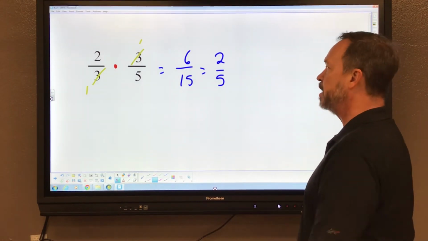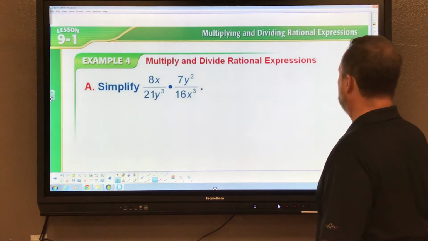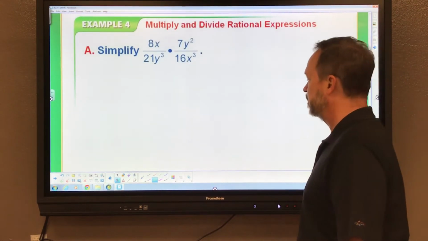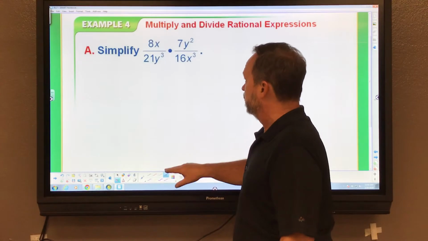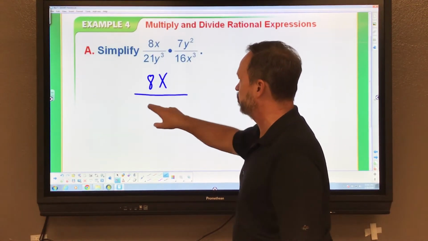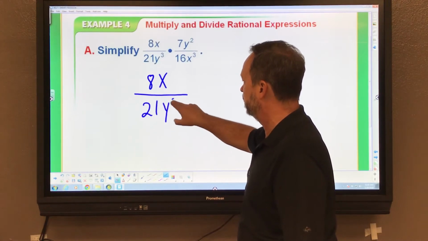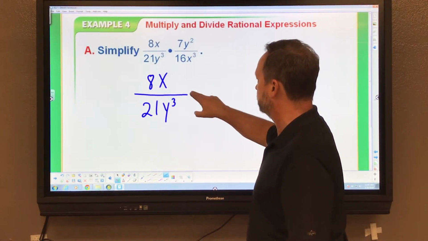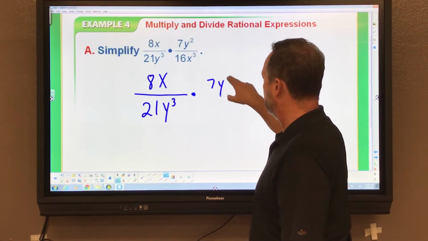That was what we did in elementary school. Well, we're doing the same thing here, except we're doing it with algebraic or rational expressions. So I'm going to rewrite the whole problem so that we have the original problem clean and unclouded.